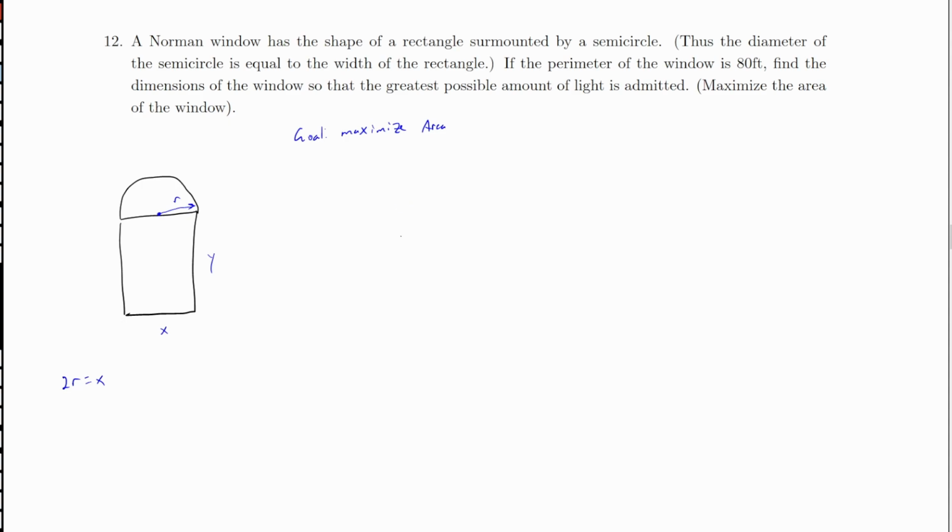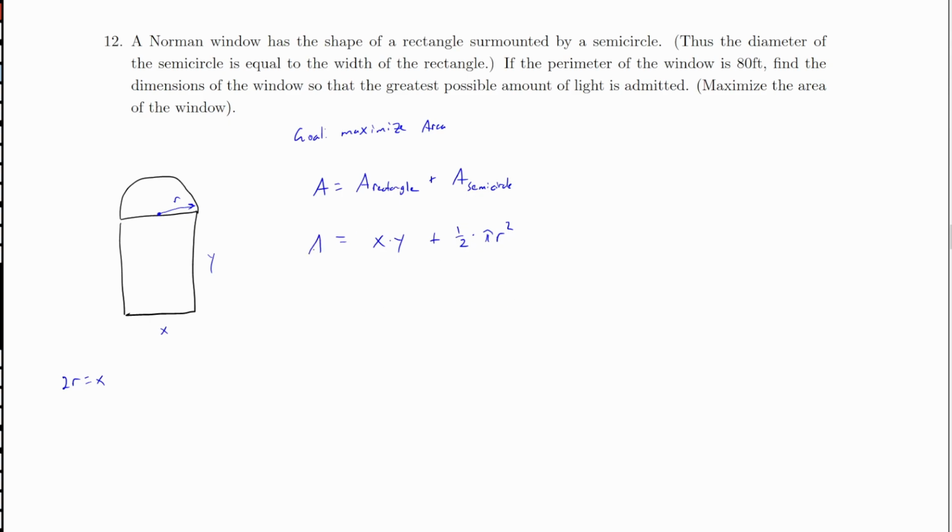Okay, so let's start with a formula for area. The area is going to be the area of the rectangle plus the area of the semicircle. The rectangle, the area is x times y, right? Length times width. Semicircle is 1/2 of a circle, so we have 1/2 times pi r squared. Okay, so we're doing pretty good. We have a formula now for area.